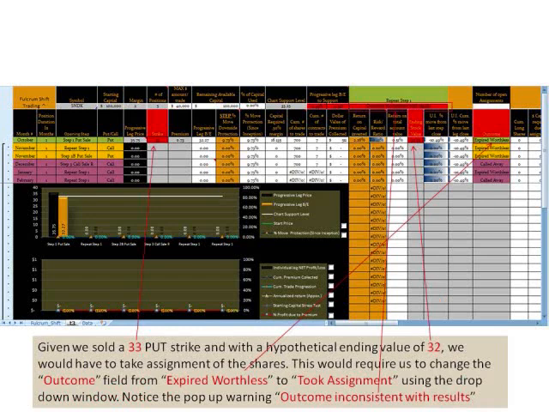Given we sold a 33 put strike, and with a hypothetical ending value of 32, we would have to take assignment of the shares. This would require us to change the outcome field from expired worthless to took assignment using the drop-down window. Notice the pop-up warning, outcome inconsistent with results at the top of the screen.